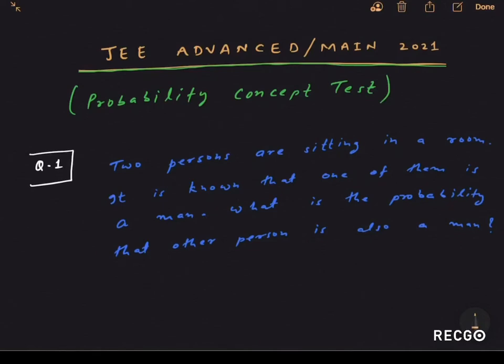Two persons are sitting in a room. It is known that one of them is a man. What is the probability that the other is also a man? And the second question is coming very soon.